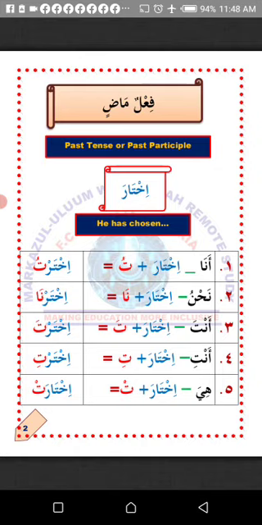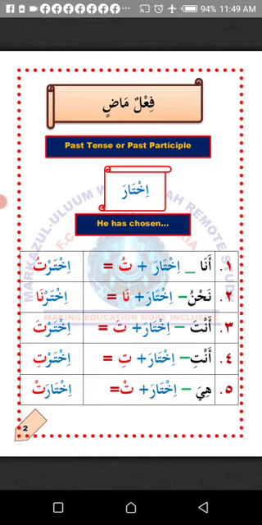Thalatha, number 3. Anta, you, representing a single male person. So how do we change the verb ikhtara to suit anta? All you need to do is to attach ta'un carrying fatha to the last letter. Then you give sukun to the letter before it. So the verb ikhtara will now become ikhtarta, which means you have chosen.